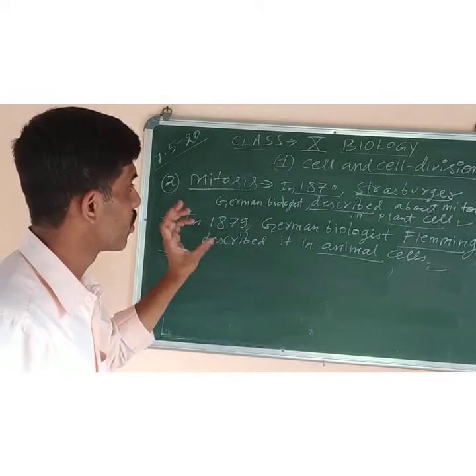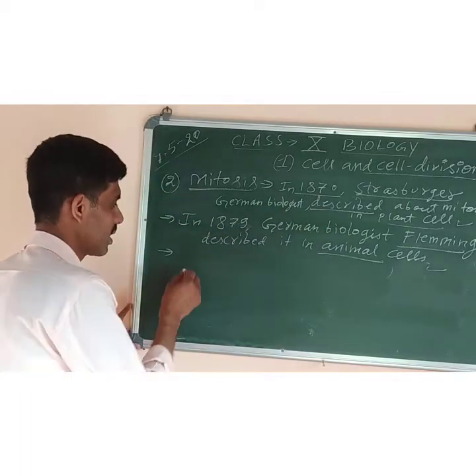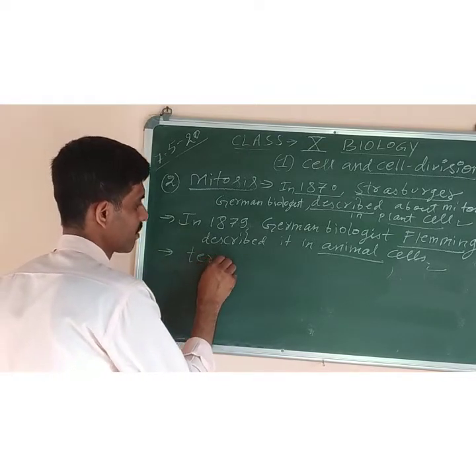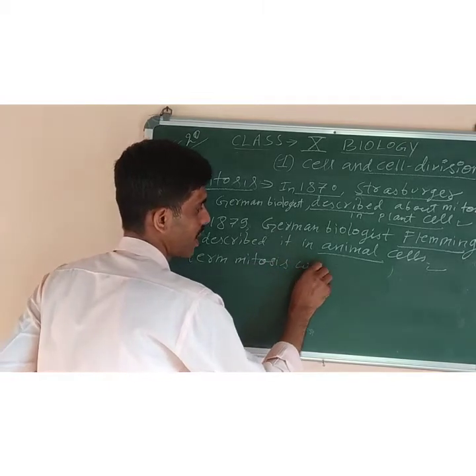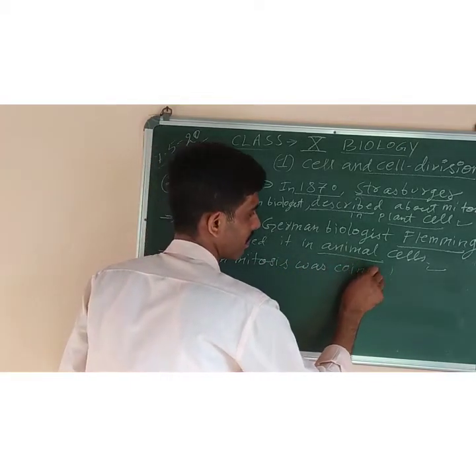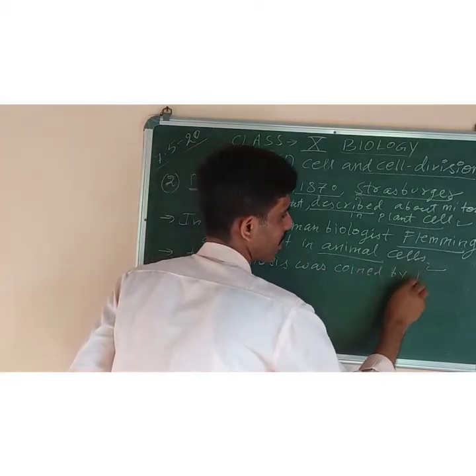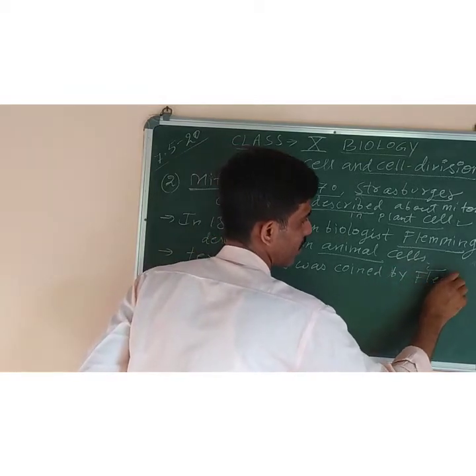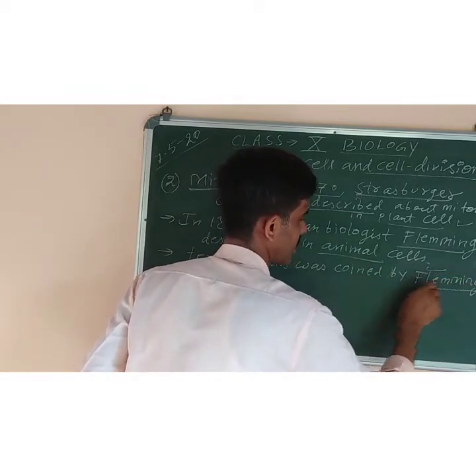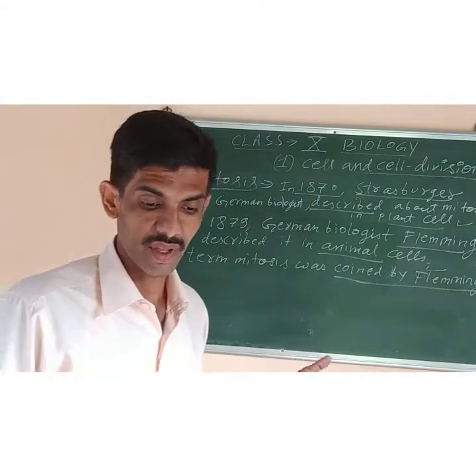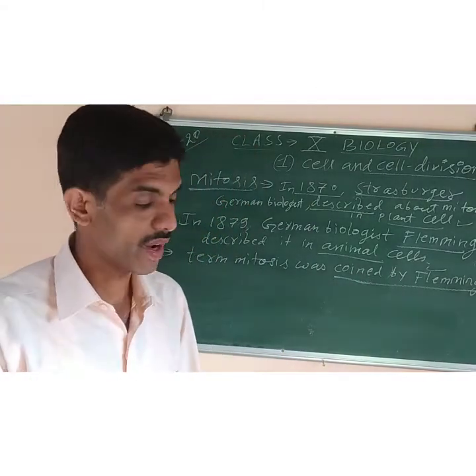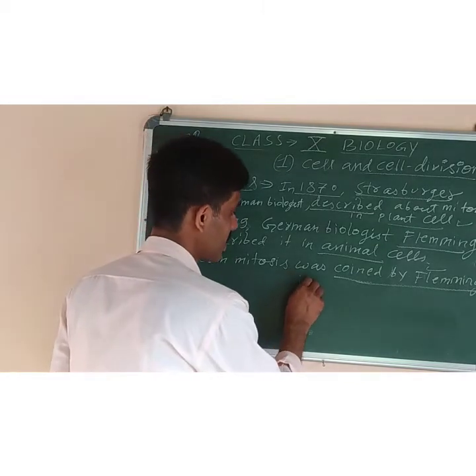Then next, who gave this term mitosis? Coined the term. The term mitosis was coined by, means given by Fleming only. He was the one who gave this term mitosis. It is asked as an objective question. Who coined the term? Answer is Fleming coined the term mitosis. In which year? In 1882.